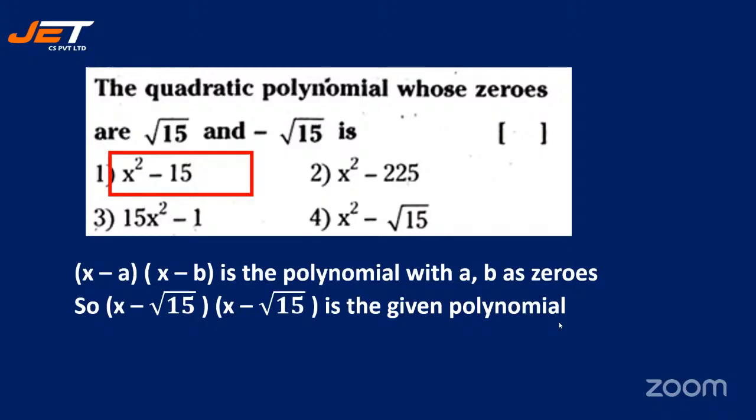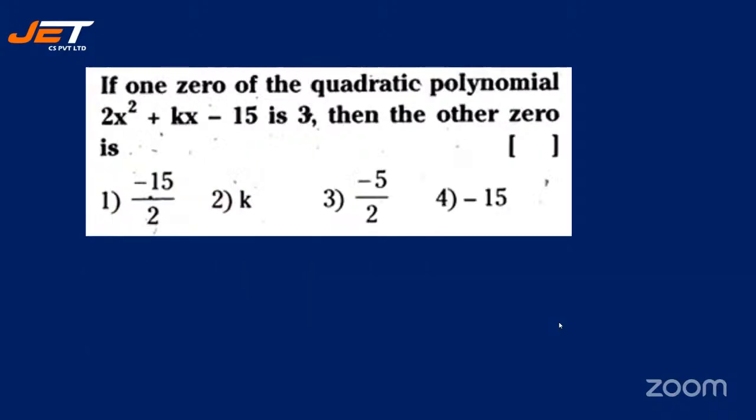Students, it should be x plus root 15 and x minus root 15. A plus b into a minus b is a square minus b square. Yes, it should be x plus root 15 into x minus root 15. So it becomes x square minus 15. All right, see the next question.